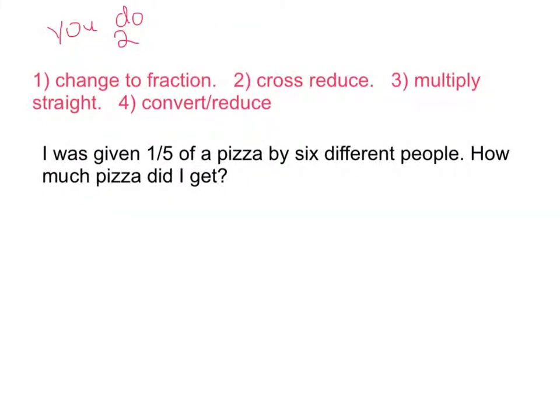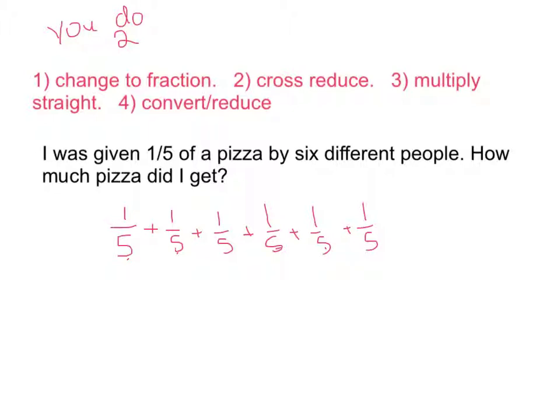I was given 1/5 of a pizza by 6 different people. How much pizza did I get? Go ahead and push pause, write that down, and then see if you can find the answer. Push play when you think you've got the answer, or when you've gotten stuck and need help. Okay, so now you have some sort of an answer. I was given 1/5 of a pizza by 6 different people. So really what I'm looking at is 1/5 plus 1/5 plus 1/5, because I got 1/5 from him, and then 1/5 from her, and 1/5 from him, and another 1/5, 1, 2, 3, 4, 5, and 1/5 again.